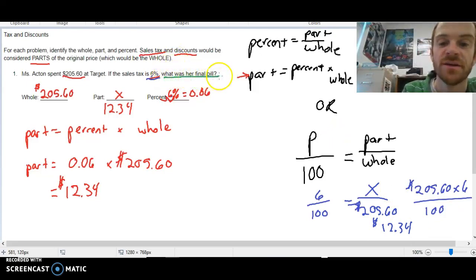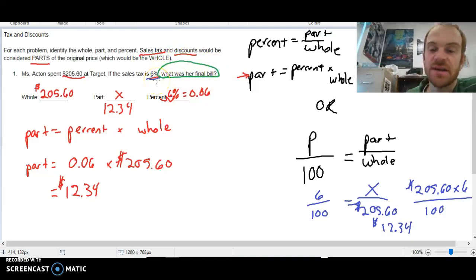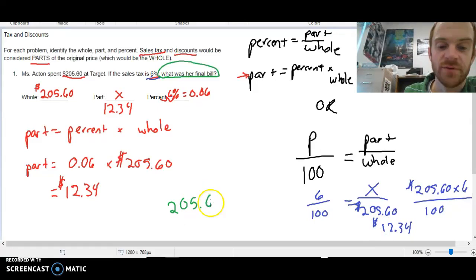Okay, now if I look at the question, this is a little bit tricky, but the question is, what was her final bill? Well, if you think about it, if you know you pay $1 in tax, does that add on to your bill? Or does it take away? Well, we know that tax adds on to my cost. So if she spent $205.60 and there was $12.34 in tax, then her total bill is just what I get when I add them together. And this is like what you'll be doing on your project.